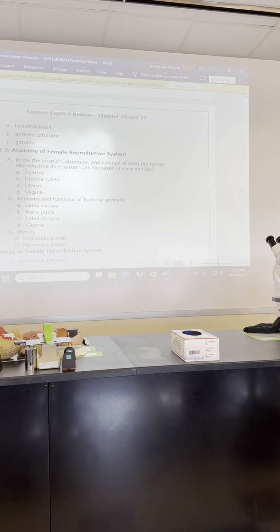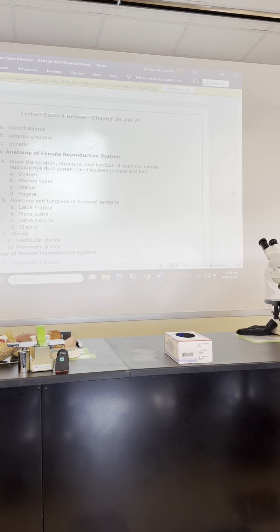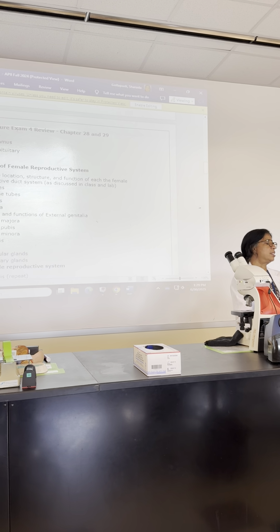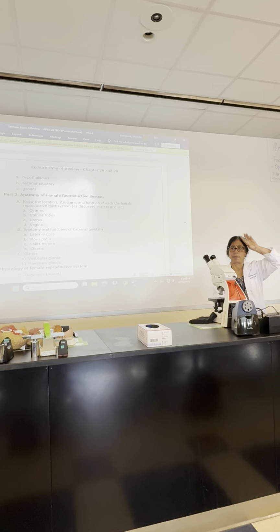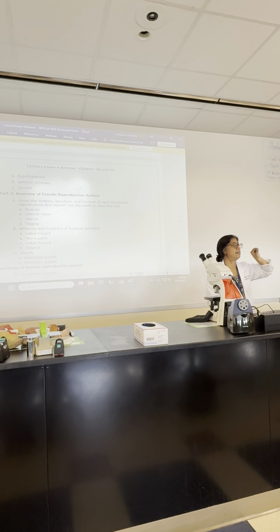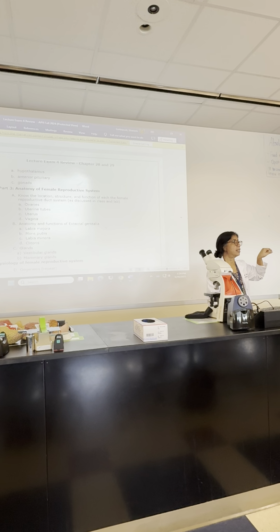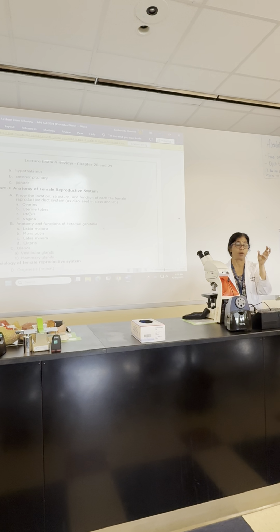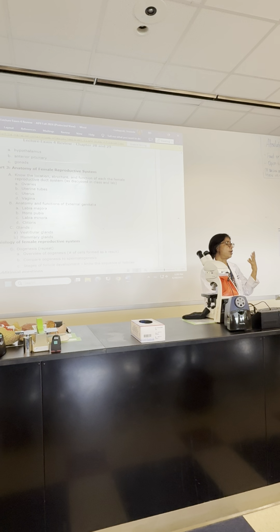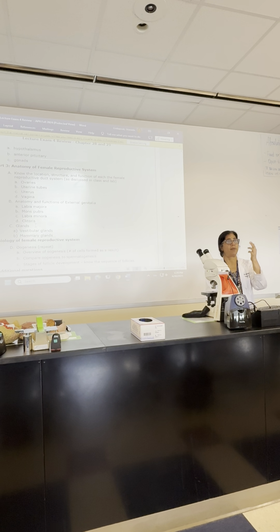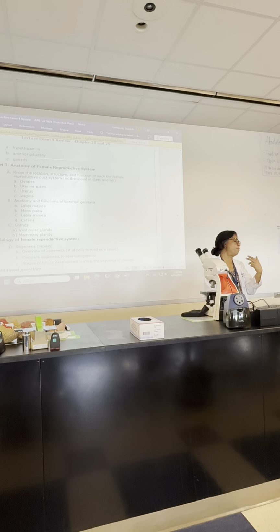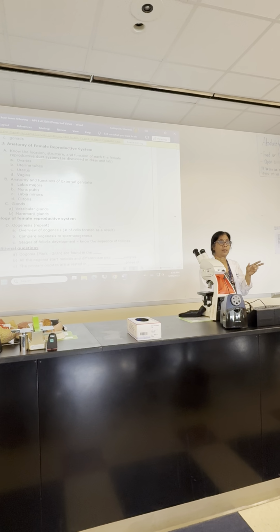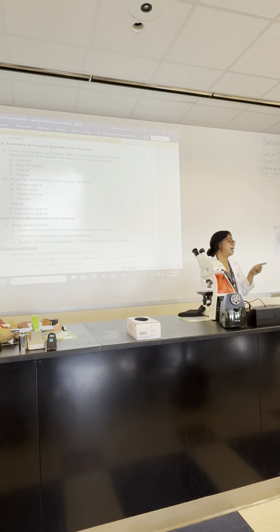Then we came to female. Let's look at the location and function of ovaries. How many ovaries do we have? 2. Uterine tubes, uterus and vagina. Are we good with the sequence? Ovaries, then uterine tubes. What is the other term for uterine tubes? Fallopian tubes. Then you have uterus, where the fetus grows, and then the vagina.